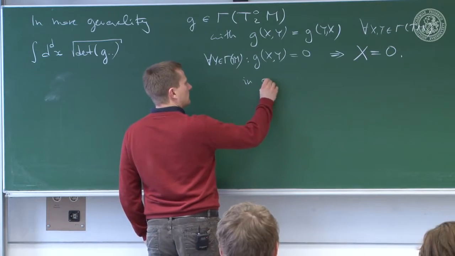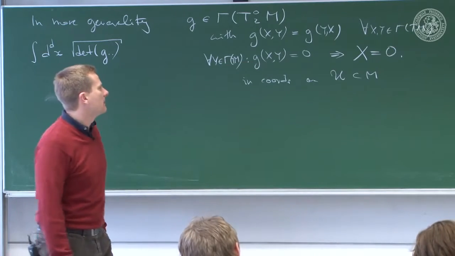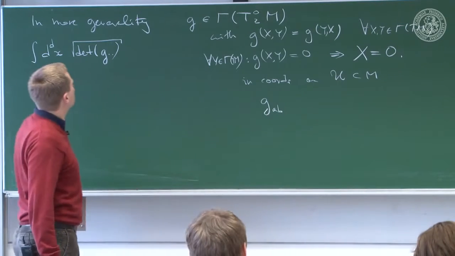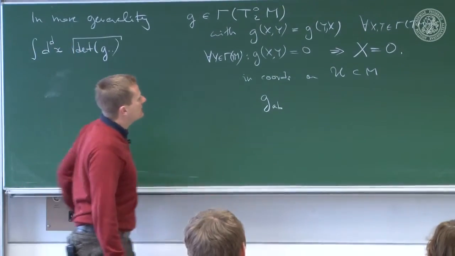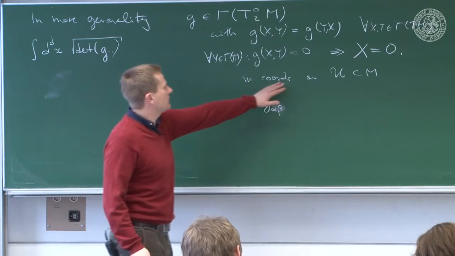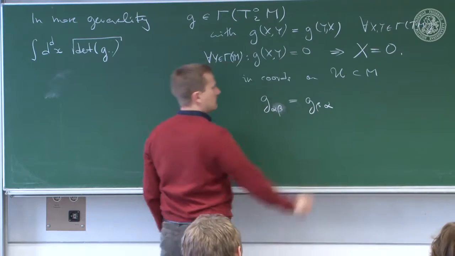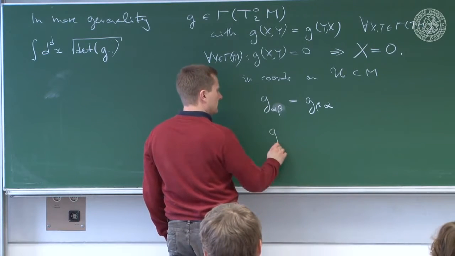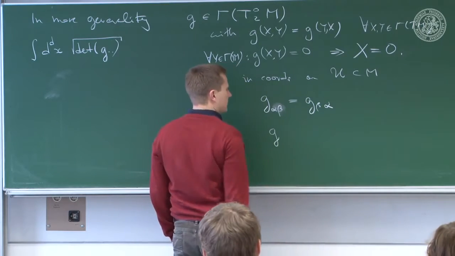In coordinates on a patch U of M, this amounts to the fact that the components of this 0,2 tensor field are, of course, symmetric, like this, and the matrix G alpha beta is non-degenerate, but not only that, it has positive signature.